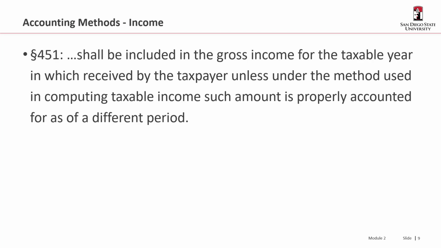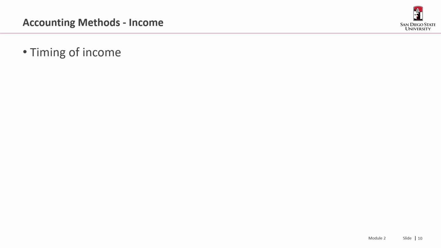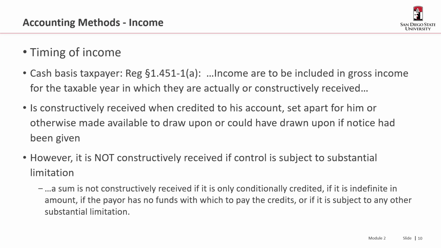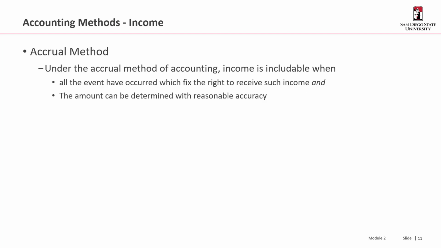So 451 says you're going to include gross income for the taxable year in which received by the taxpayer. So that is the actual receipt method, unless the method used is properly accounted for in a different period. Okay, so that doesn't really explain a lot. So the timing of income for a cash basis taxpayer we know is constructive receipt. We're not going to beat up constructive receipt again. We did that back in Chapter 5. Under the accrual method, however, the rules are different.